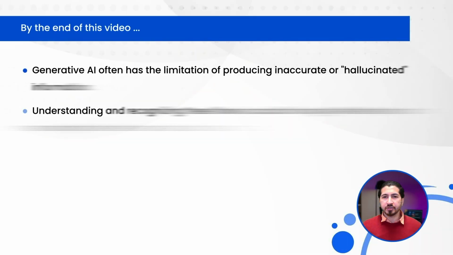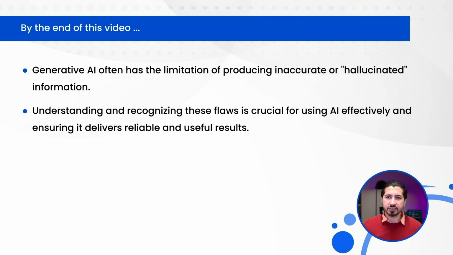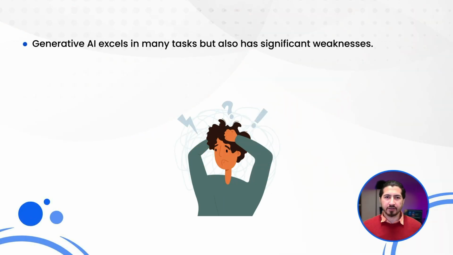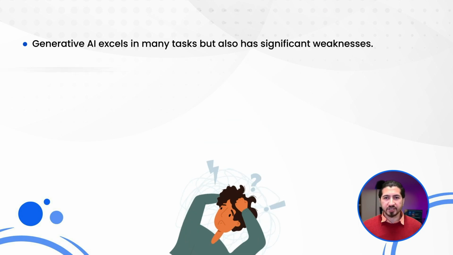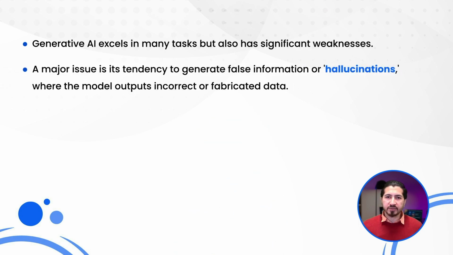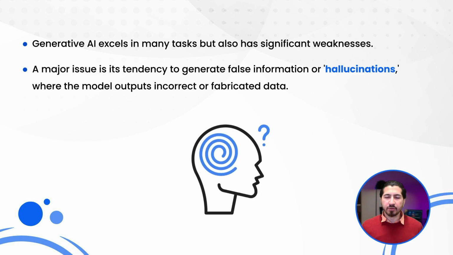By the end of this video, you'll understand the limitations of generative AI, especially its tendency to produce false information or hallucinations. We'll discuss why recognizing these flaws is key for using AI effectively and ensuring it gives reliable and useful results. Generative AI can do a lot of tasks well, but it also has some big weaknesses. One major problem is that it can generate false information or hallucinations. This means the model outputs wrong or made-up information.